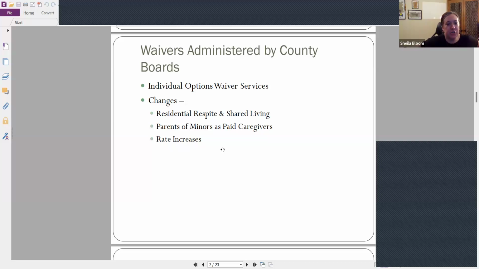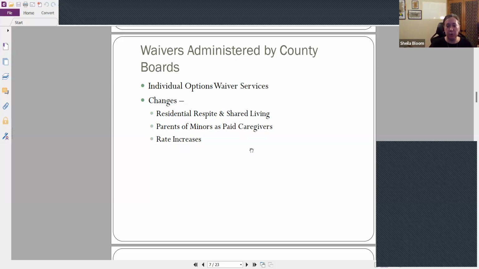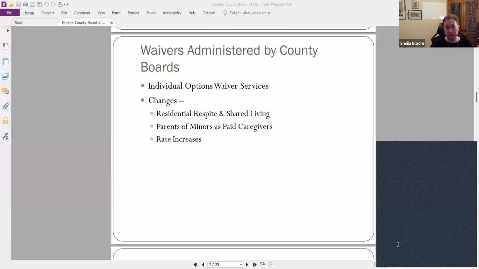Yep, no problem. So shared living was originally designed so that, let's say you had a neighbor down the street who lived on her own, had some open rooms in her home, and had a really good relationship with your individual. And your individual moved in with them and became a part of their life and their family setup. Shared living was intended to help to pay that provider for incorporating this individual into their home.